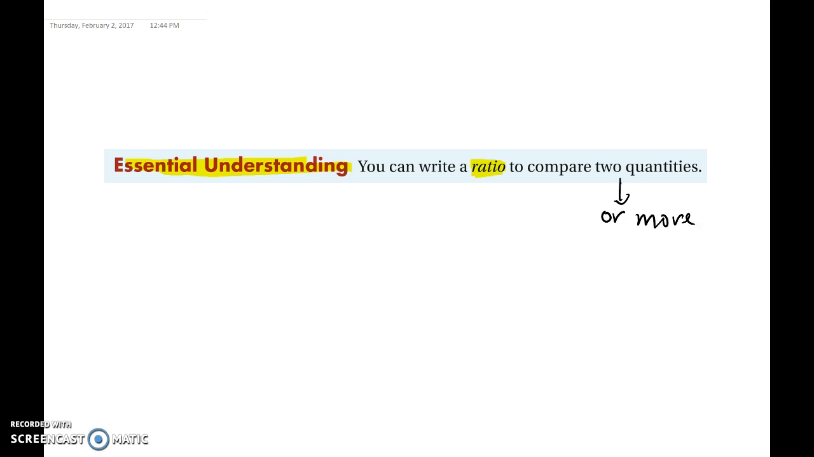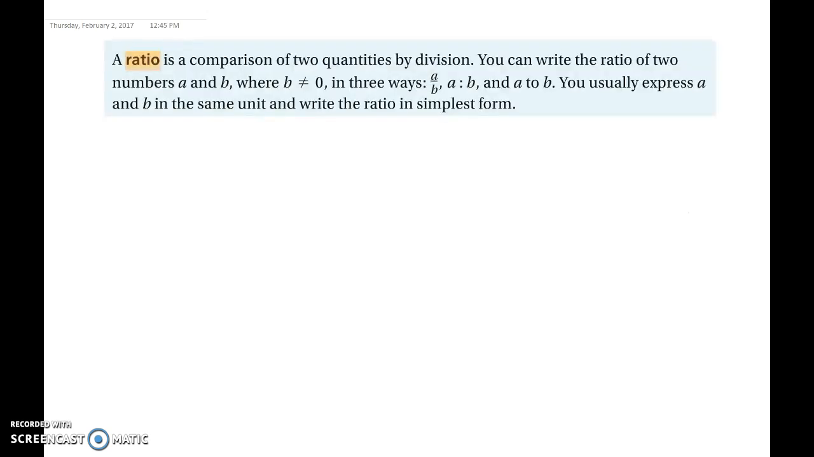So you might ask yourself, what is a ratio? Well, a ratio is a comparison of two quantities by division. So a ratio is a comparison of two quantities by division. We're going to learn later on, though, that we can actually do this when we have more than two quantities as well. But we can write a ratio using any number a and b, where b cannot equal 0. And we can write it three ways.